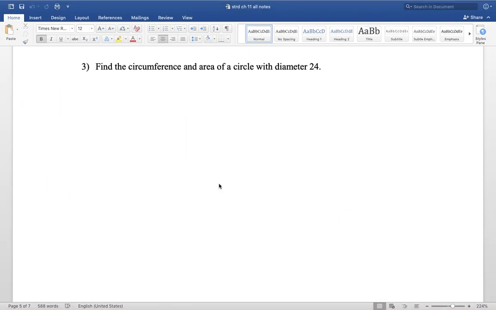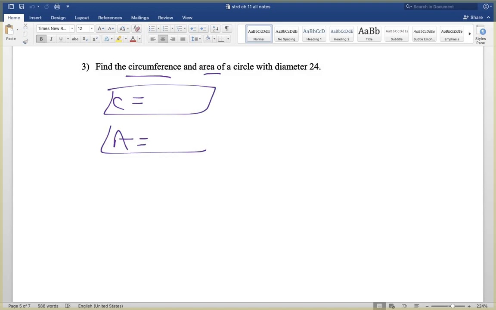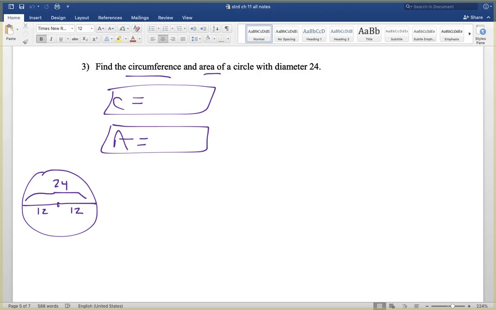Example, we are asked to find circumference and area. Set up my answer, circumference, area of a circle with a diameter, it says, of 24. So the diameter is the full length across the circle. So that means then we could break that down and say each radius will be 12. So circumference is 2 pi r, radius of 12, so we get 24 pi.